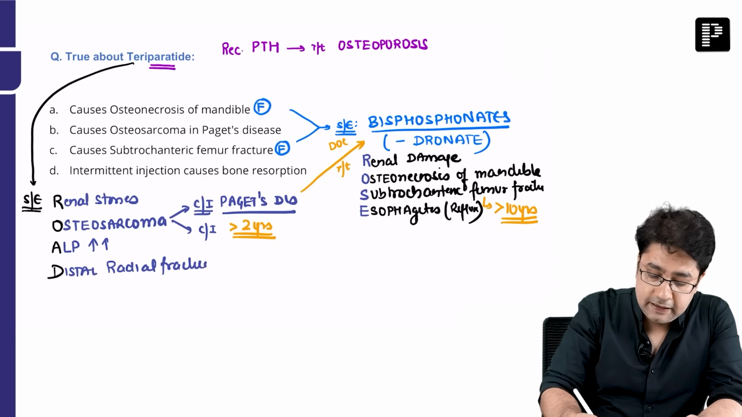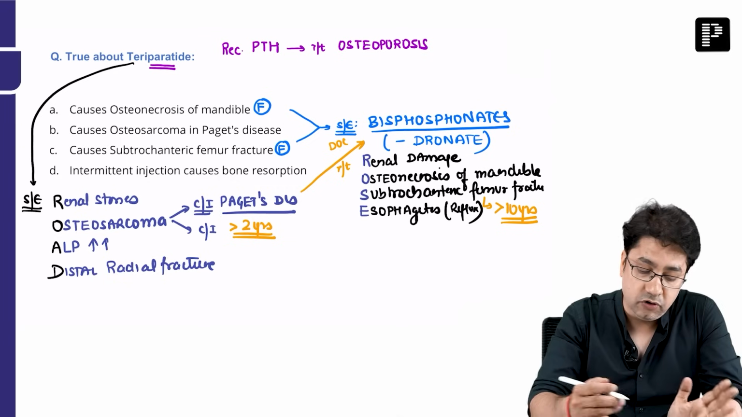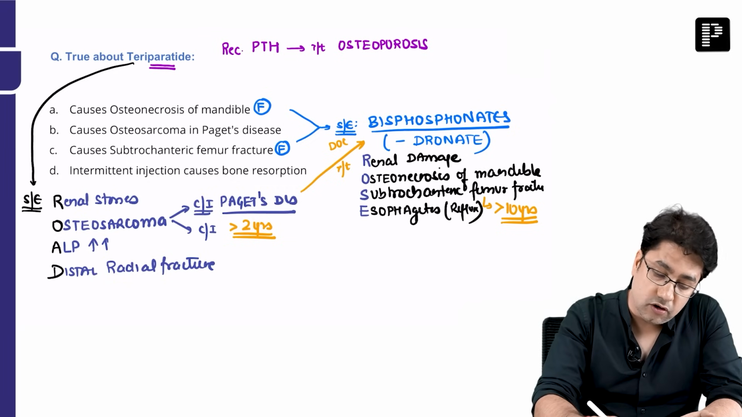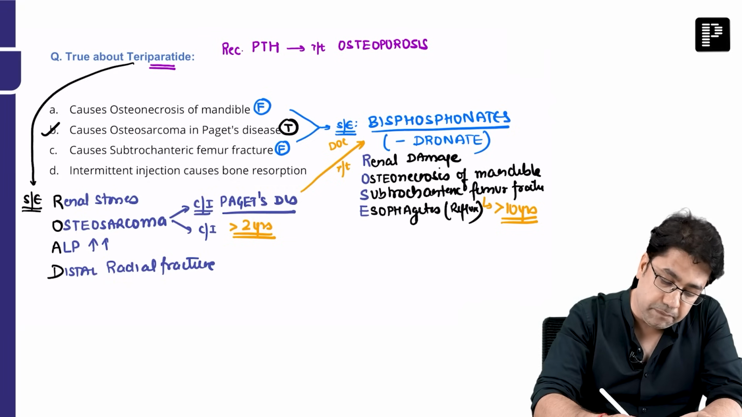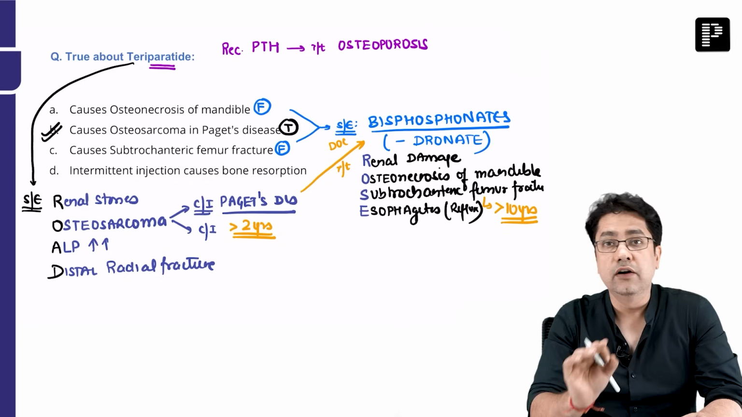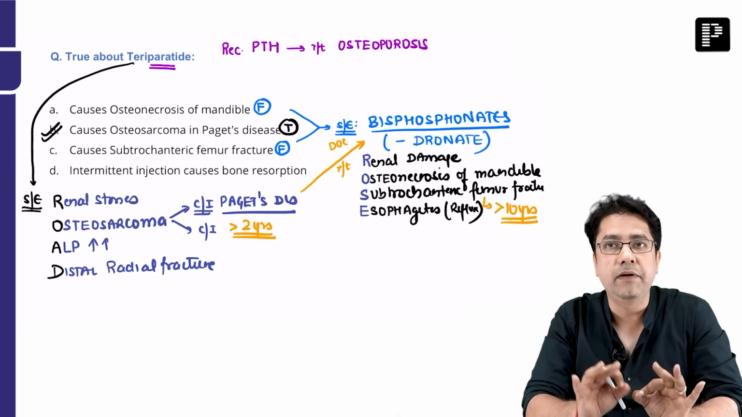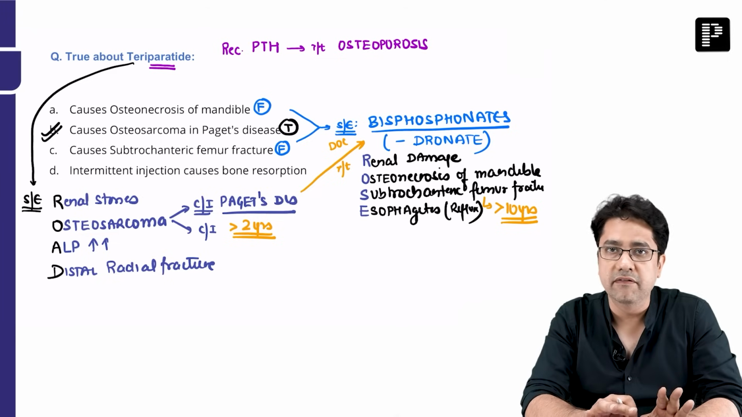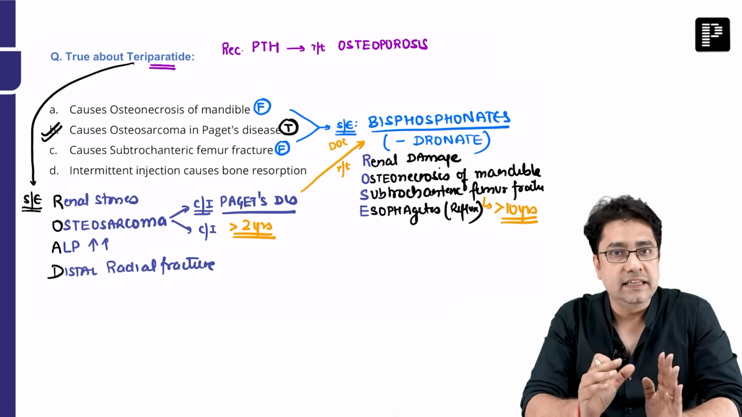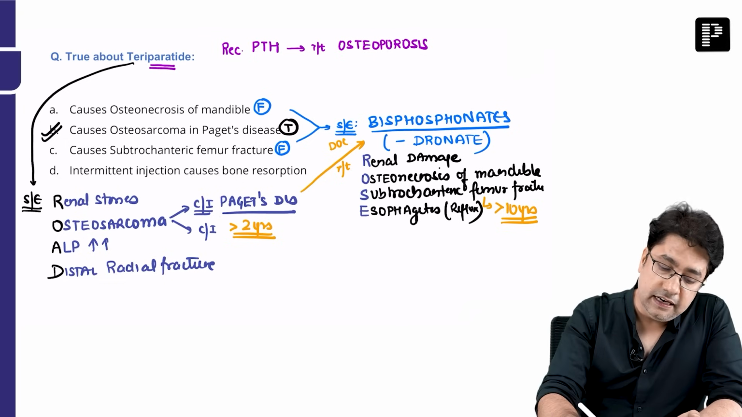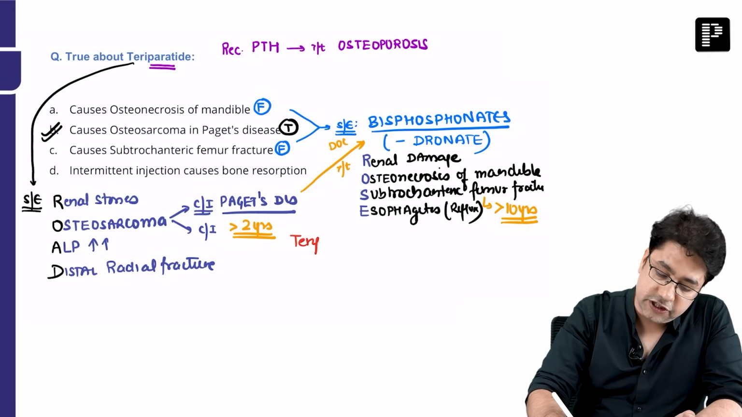Now, how do we give teriparatide? Before that, it causes osteosarcoma in Paget's disease. So B is the correct answer. Now, teriparatide ends with the word tide. Tide means peptide. Peptides cannot be given orally because pepsin and trypsin enzymes will degrade them. That is why teriparatide is given by injection.